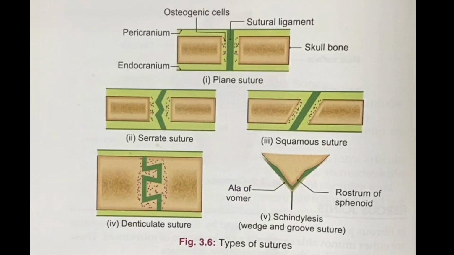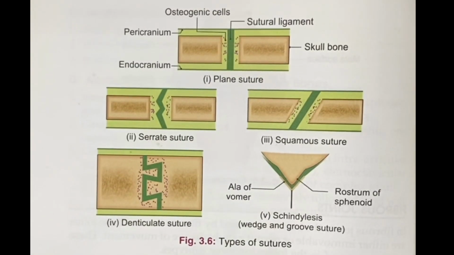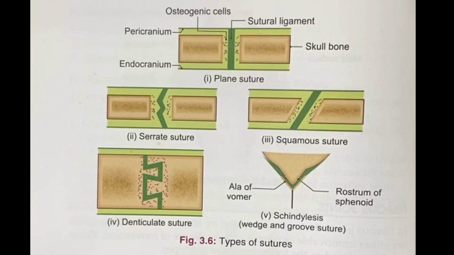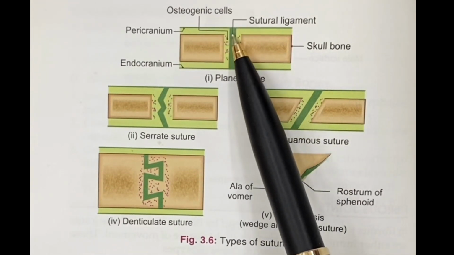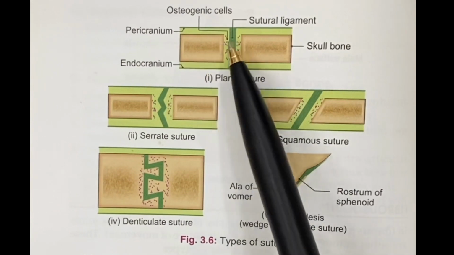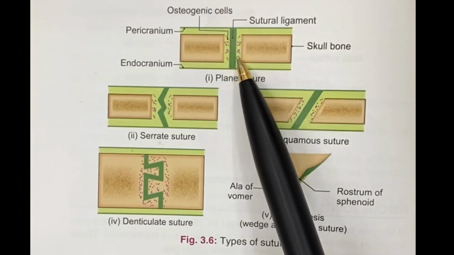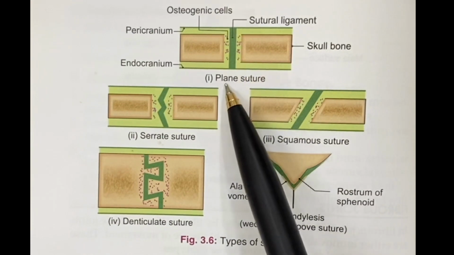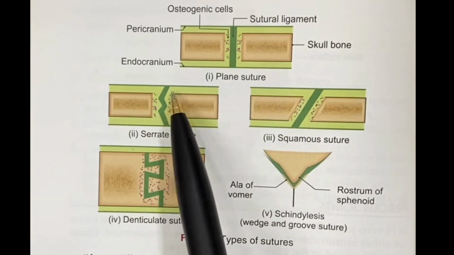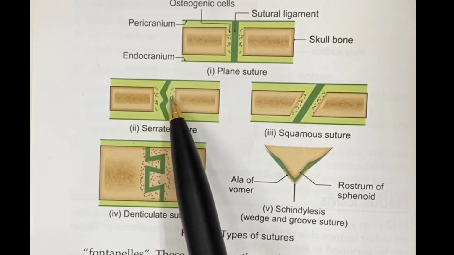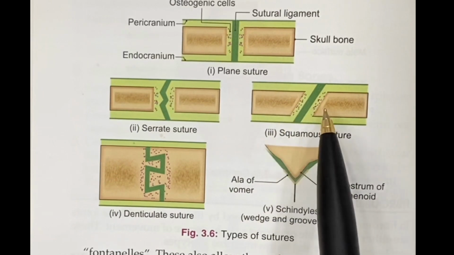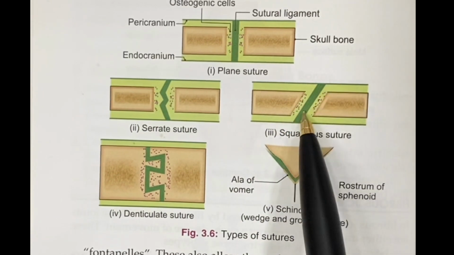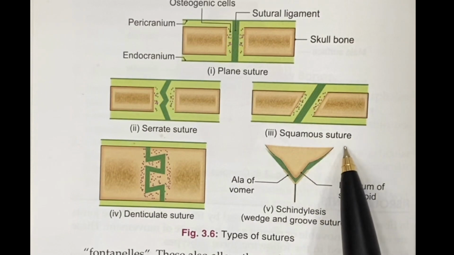As I told you, the classification of the suture variety of fibrous joints is according to the margins of the bones which are articulating to form a joint, or specifically a suture. If the margins of two articulating bones are plain, not having any kind of rough surface, then it is known as a plain suture. If it is having a sawtooth appearance, a serrated margin, then it is known as a serrate suture. If the two margins of the bone are overlapping each other, then it is known as a squamous suture.